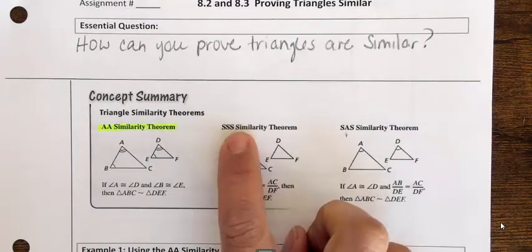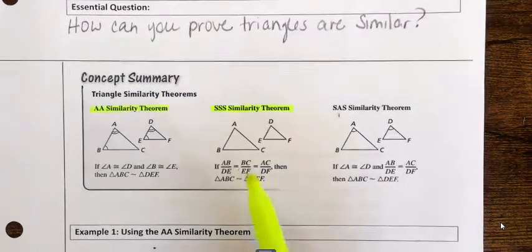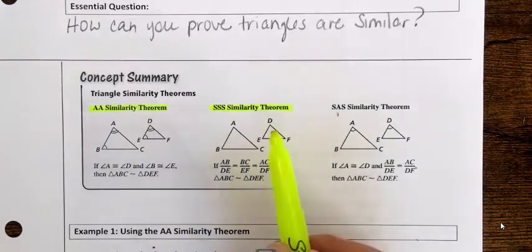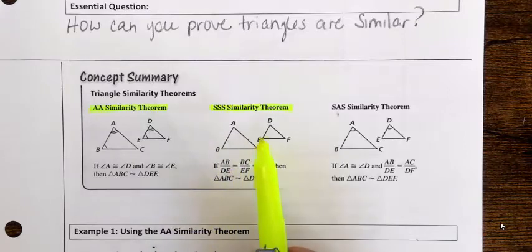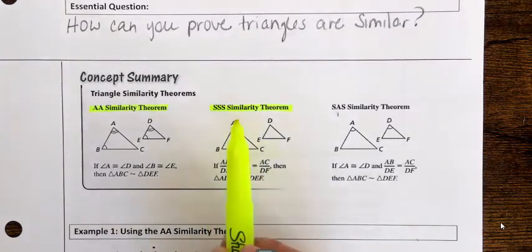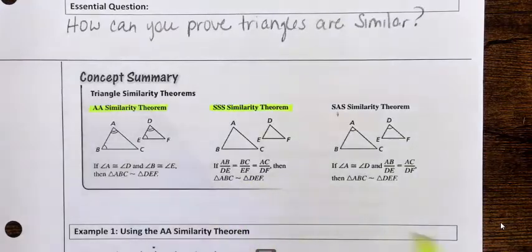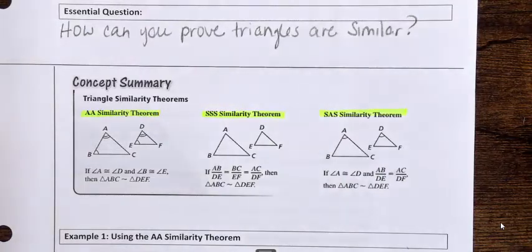Okay, the other one is the side-side-side similarity theorem. So the side-side-side similarity theorem basically says if you can set up a proportion where all corresponding sides are proportional, right? So all 3 sides. So I got AB corresponding to DE, that ratio. And then BC over EF, that ratio. And then AC over DF, and all 3 of those ratios are equal, then you know that you have similar triangles.